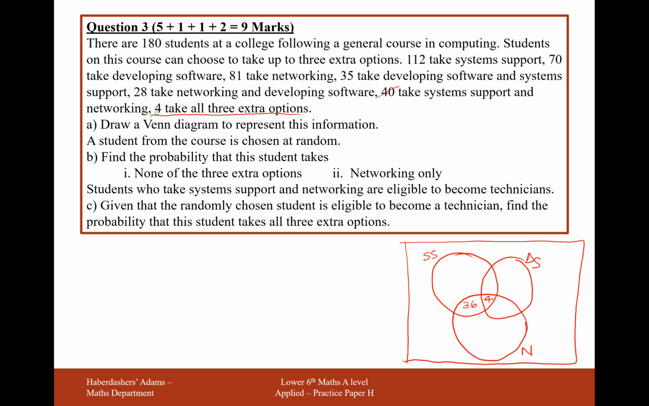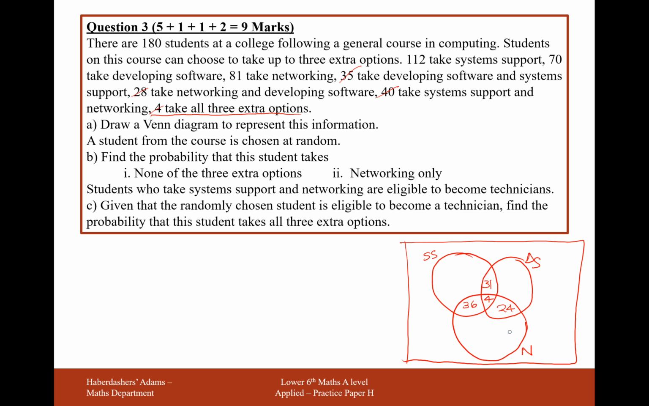So we've done that one, we've done this one. 28 now take networking and developing software. We've already got 4 of those students accounted for here, so we need 24 students inside this overlap here. So we've got a total of 28 in that developing software and networking overlap. Going backwards again, 35 take developing software and system support. So for exactly the same reasons we need a 31 in here.